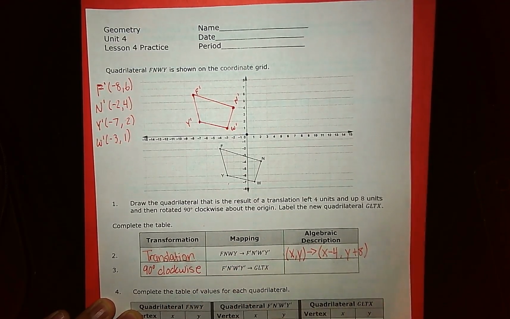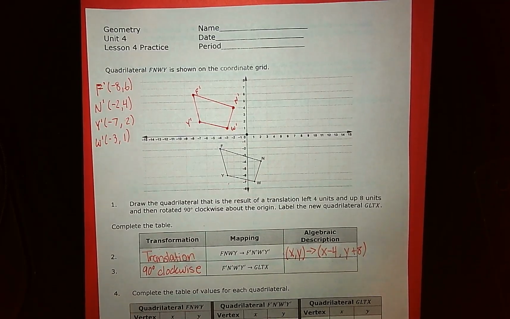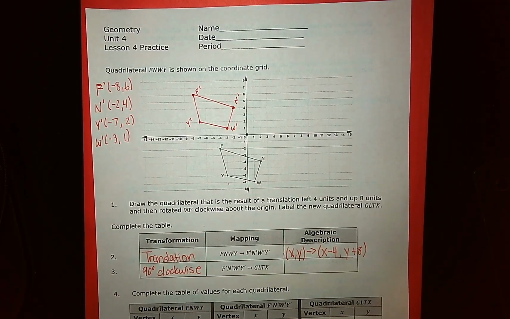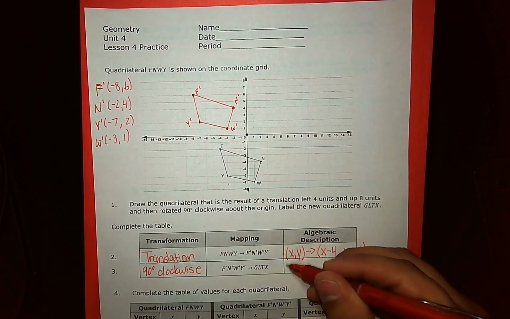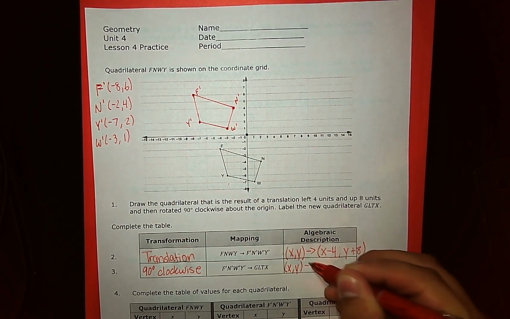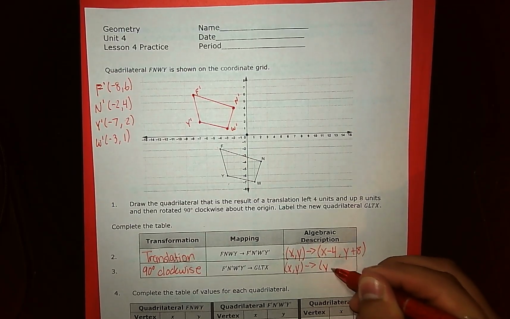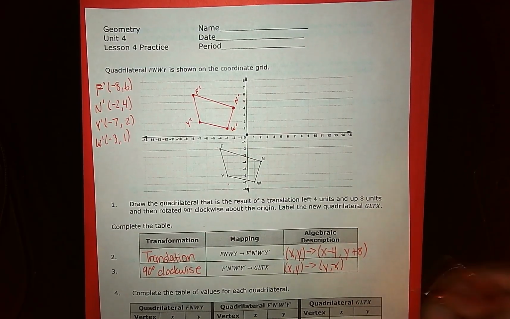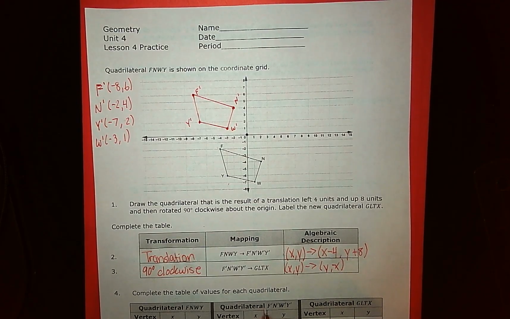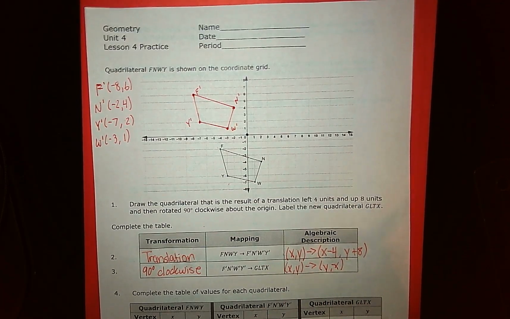And you guys have an algebraic description for this. It should be on the whiteboard on the back of the room. What is the algebraic description for a 90-degree clockwise rotation about the origin? It is your xy values will become y, negative x. That's all that happens. So your xy values will flip and your x will become negative.